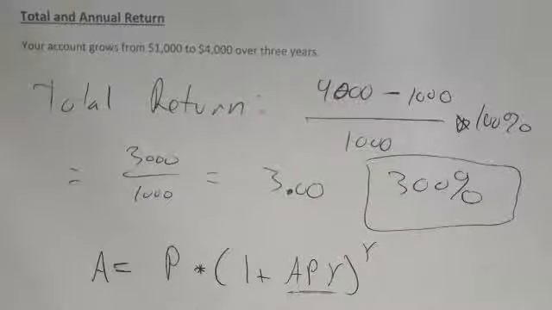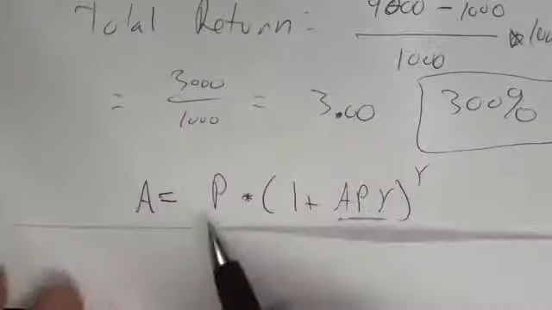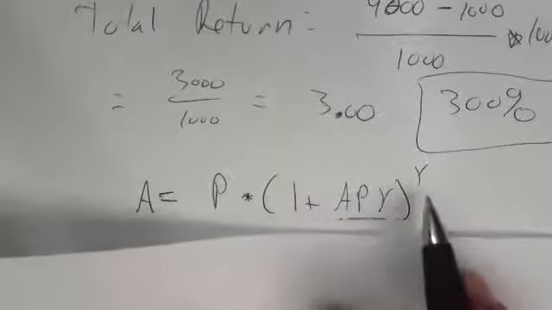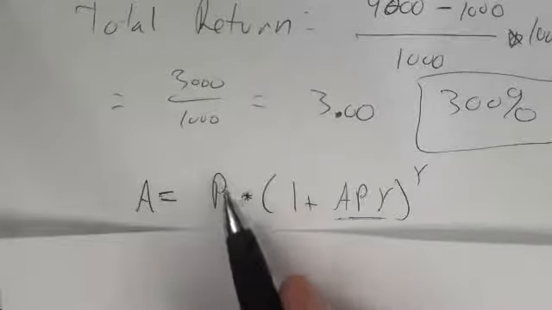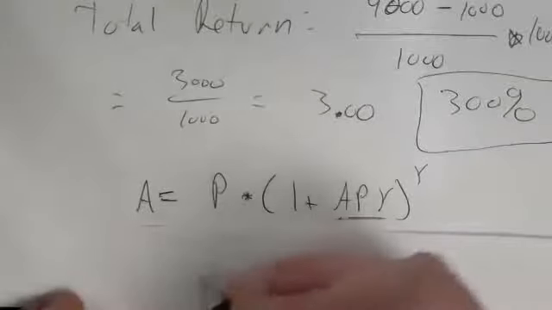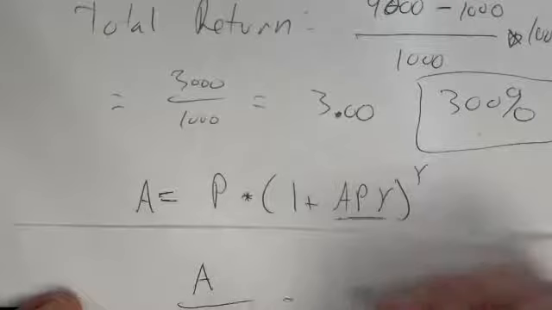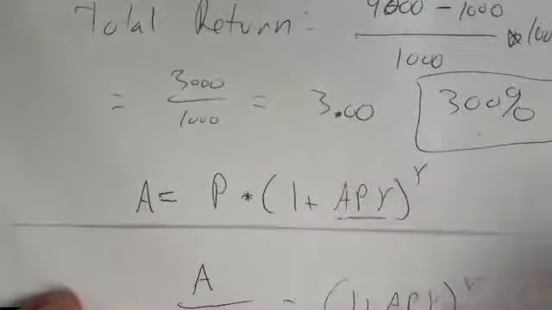And so if I solve this equation for my APY, I'm looking at my APY, it's being added and raised to an exponent here. And so I'm working this thing backwards. The furthest thing away looks like this multiplied by P. So the first thing I would have to do if I wanted to solve for my APY is divide both sides by P. So if I do that, I end up with 1 plus APY to the y on this side.